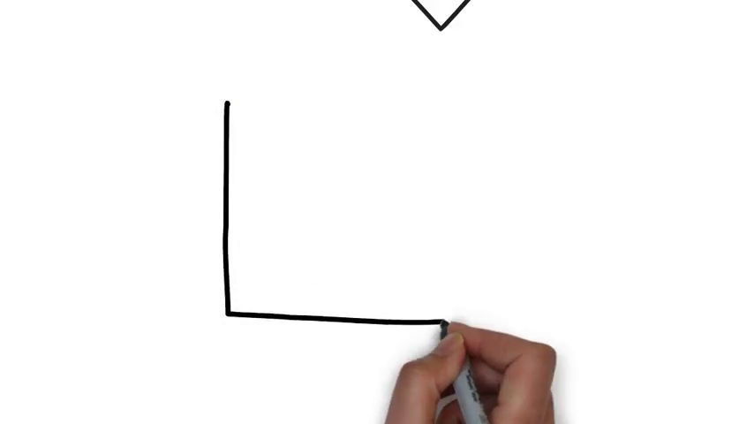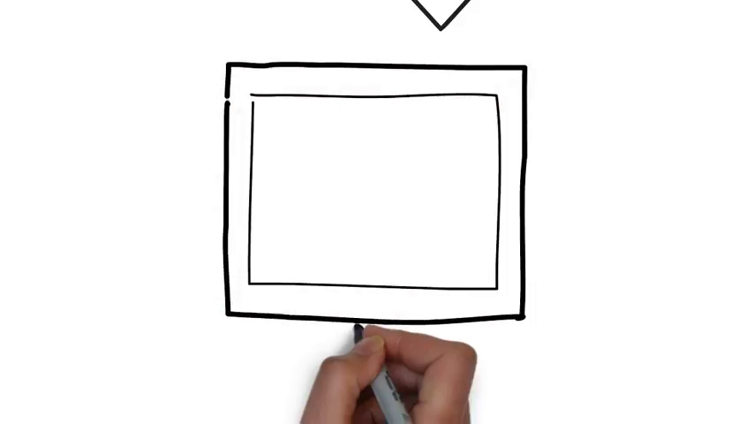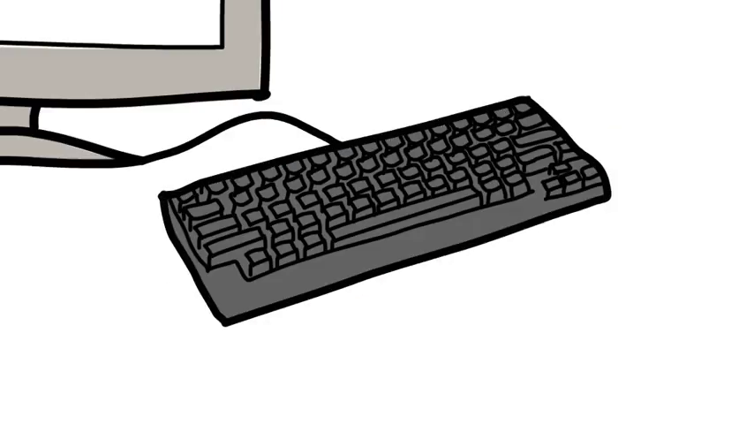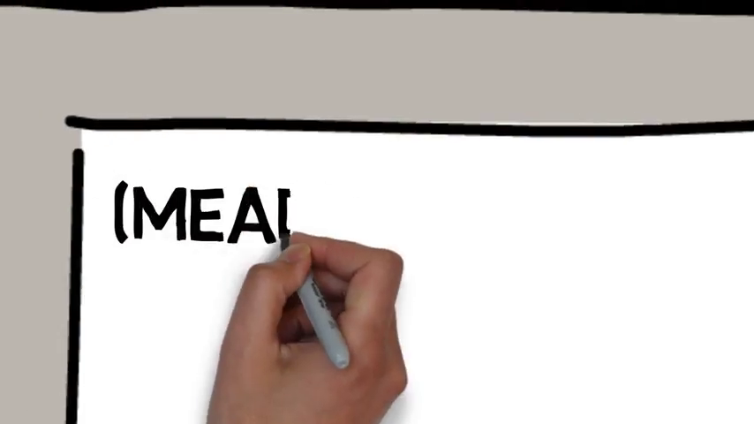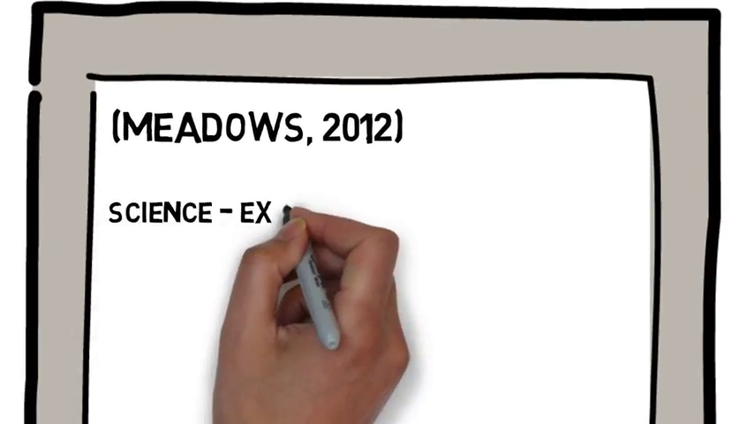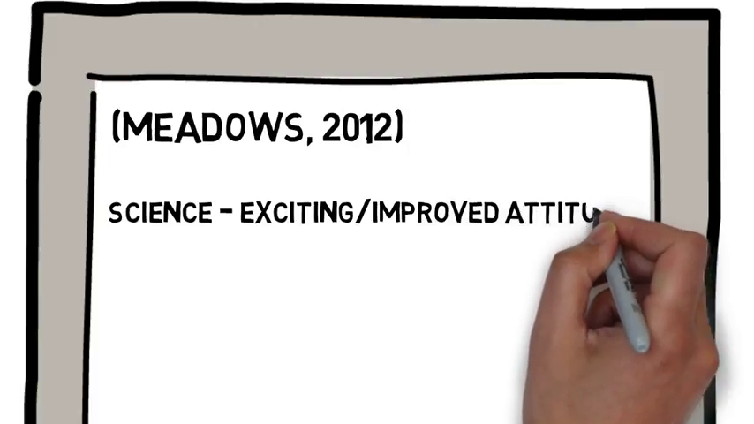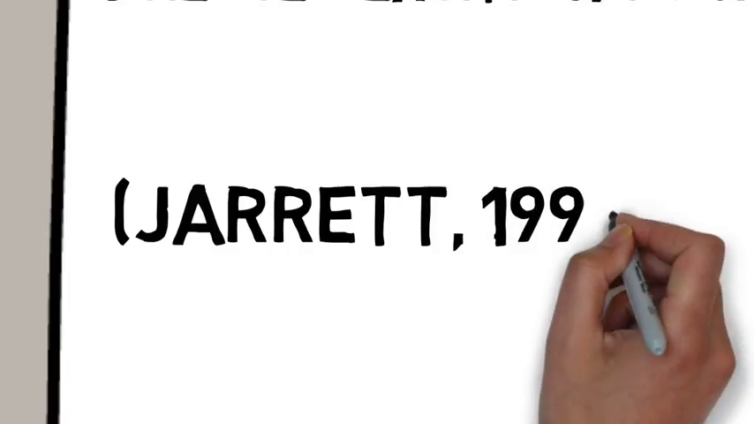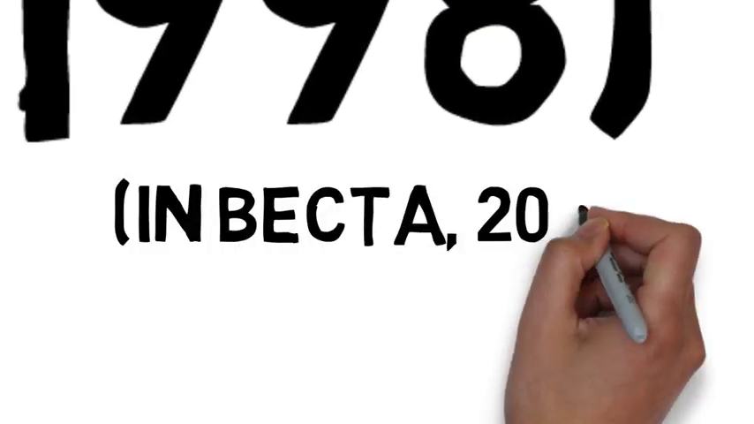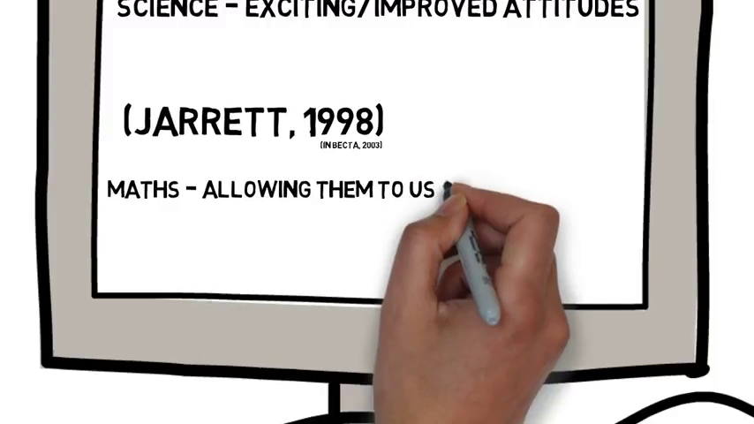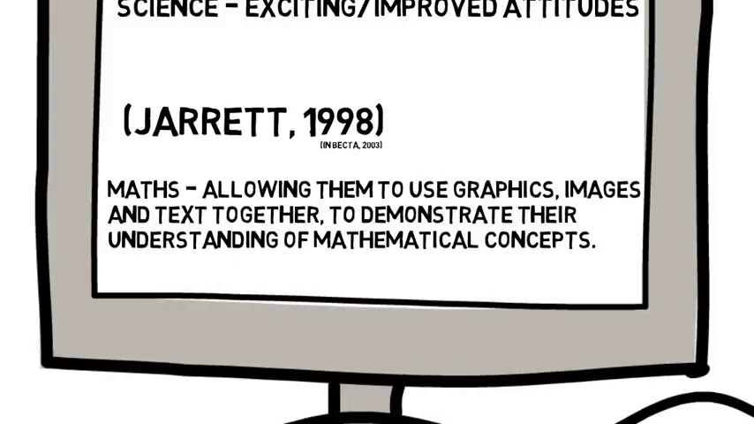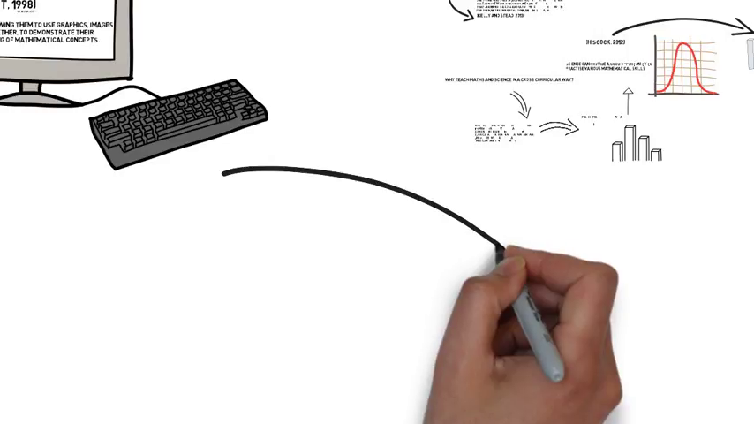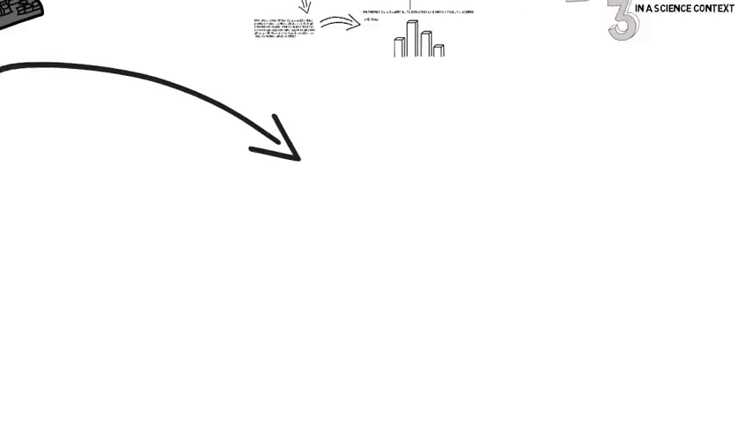This then leads to the link between ICT and the 2 other subjects mentioned in this presentation, mathematics and science. Meadow 2012 explained that using ICT in science makes it more exciting for the children and leads to improved attitudes to science learning overall. Similar can be said between the links of mathematics and ICT. Jarrett, 1998, suggests that ICT-based tools provide pupils with an advanced communication capability, allowing them to use graphics, images, and text together to demonstrate their understanding of mathematical concepts.